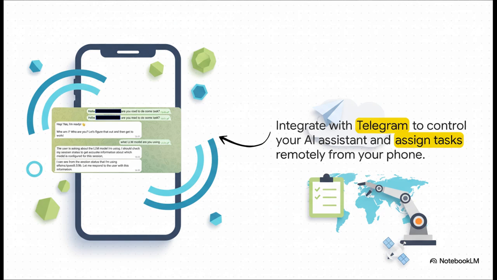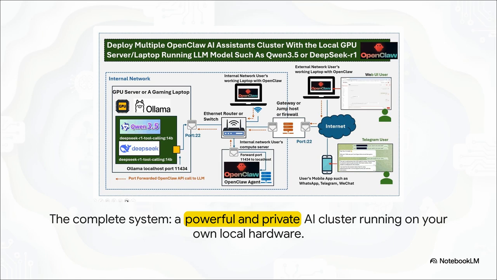But wait, it actually gets even cooler. You can integrate this whole setup with messaging apps, like Telegram. After a super quick pairing process, you can literally chat with and give tasks to your personal AI assistant right from your phone, no matter where you are in the world. And so here it is, the complete system all tied together. You've got the GPU server acting as the brain, the secure tunnel connecting everything, the OpenClaw agents ready to work, and even remote access through your phone. It's powerful, it's private, and it's an incredibly cheap way to run an AI cluster, all on your own gear.